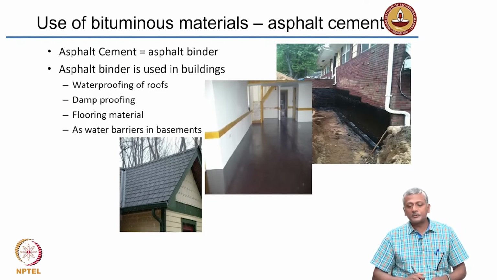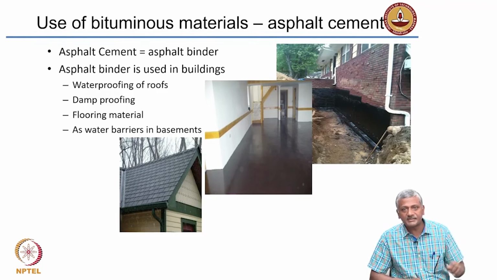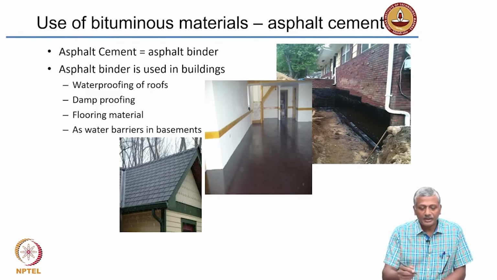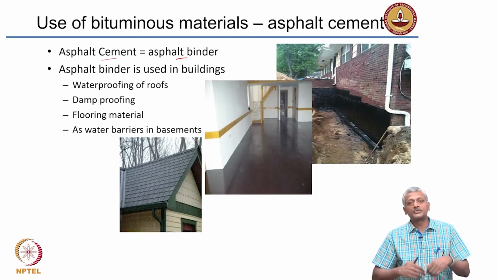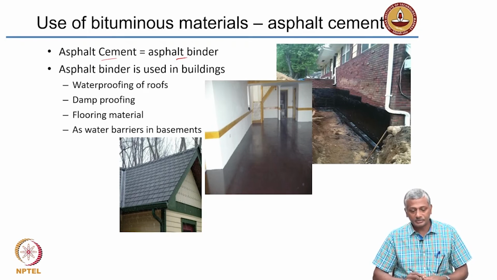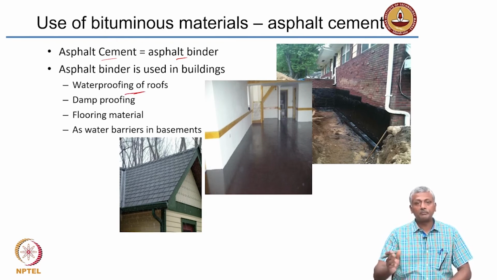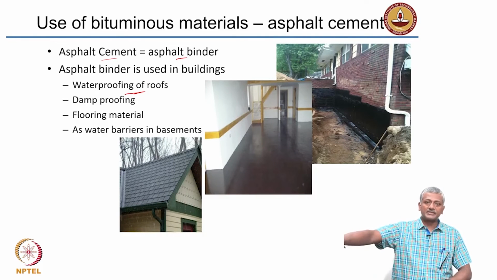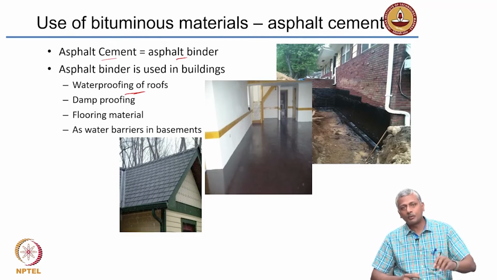Okay, so where are these bituminous materials used? Apart from, of course, roadway pavements, which we will talk about extensively, where else do we use it? Asphalt cement is nothing but asphalt binder, and this is used significantly in buildings mainly for waterproofing purposes. Okay, where are we using it? Waterproofing of roofs. We put it as a surface layer on top of the roofs, usually mixed with other ingredients. We are not covering waterproofing materials here, but essentially it is used there.